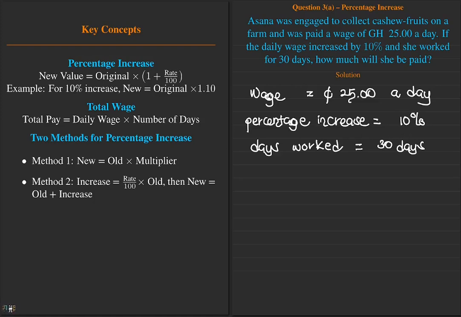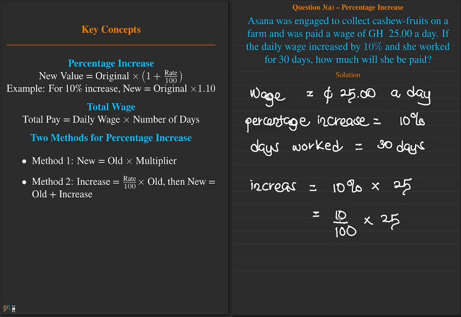The increase in the daily wage, which we have denoted as new over here, is simply the old wage times the multiplier. So we are going to write the monetary increase, which would be equal to 10% of the initial amount, which is 25, and that is simply 10 over 100 times 25.